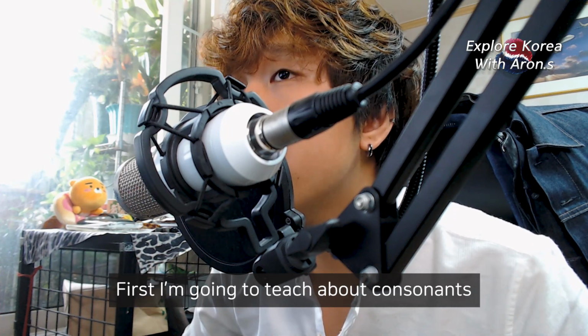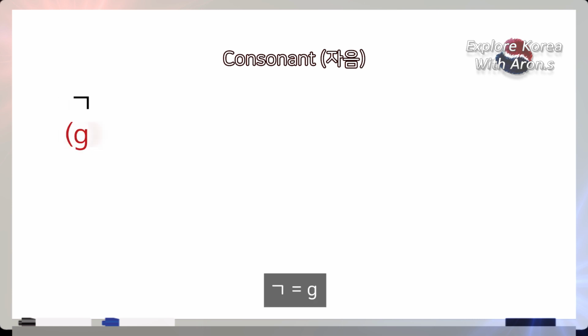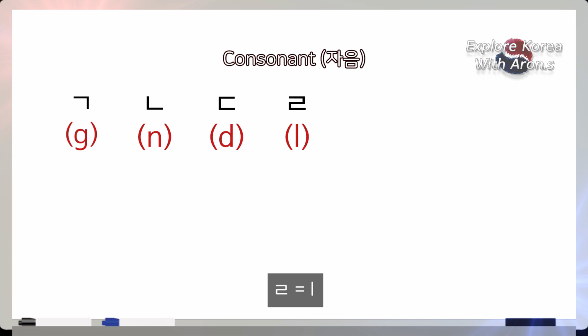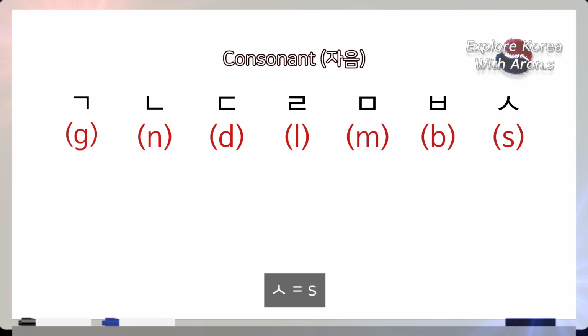First, I'm going to teach about consonants. G. This one has good sound, like G. N. And sound. D. D sound. L. M. B. S. It's no sound.